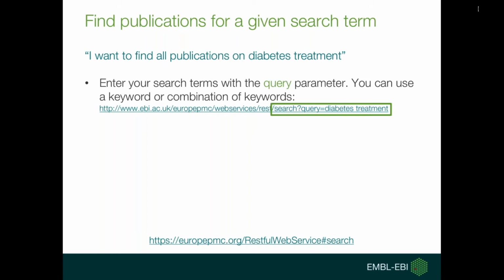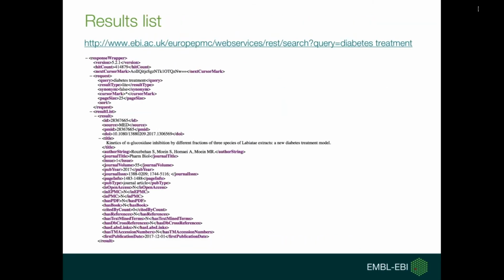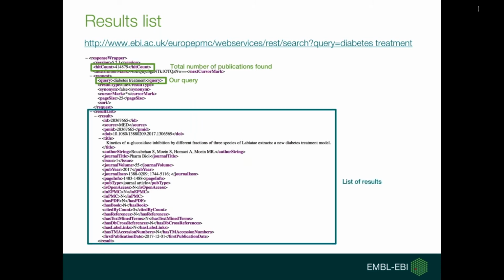To enter our keywords diabetes and treatment, we will use the query parameter. It can be used for standalone terms or combinations of them. Type search terms separated by spaces in the URL. If we now paste the resulting URL into the browser, we will get the list of results, even if we are not using a specific client for access. Here's what we would get. You can see the total number of hits for our query, the query itself, we searched for diabetes treatment, and the list of results returning information about the articles that match our query.